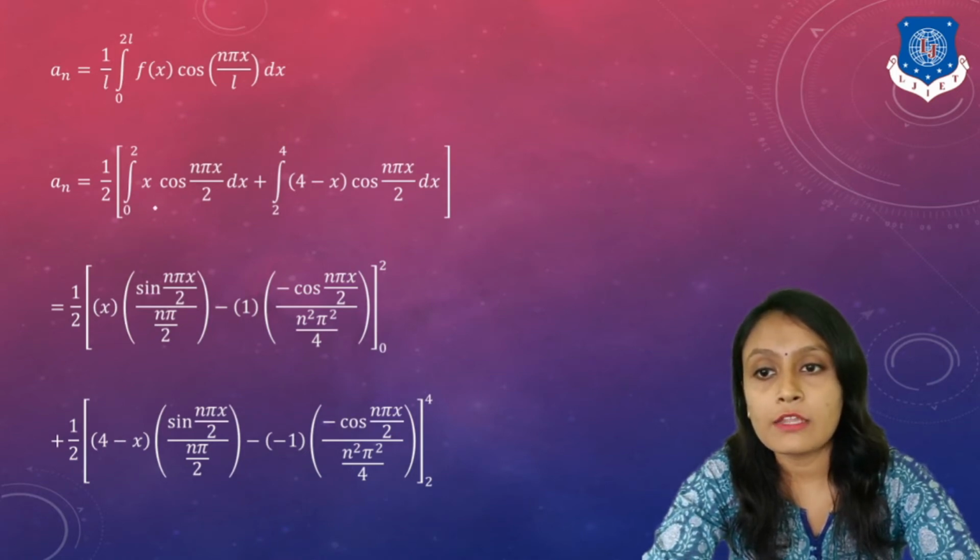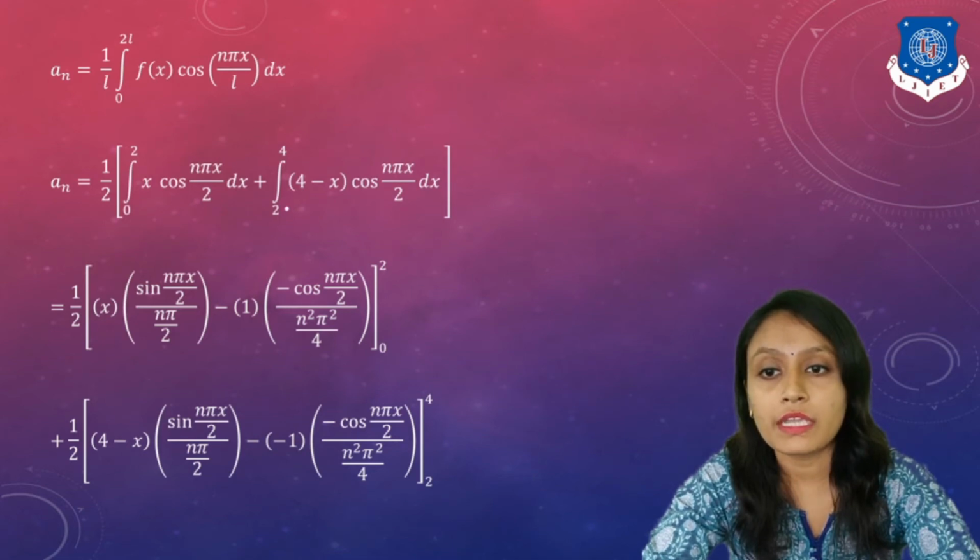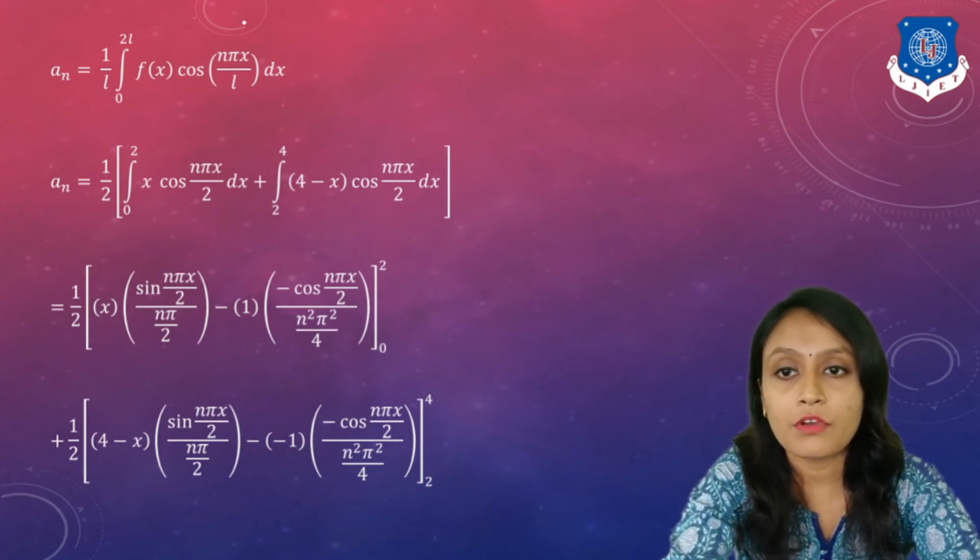In this interval the value of the function is x, and in the interval 2 to 4 the value of the function is 4 minus x. So just substitute the value of the function. Now to solve both of these integrations, we have to apply the same formula again, right?